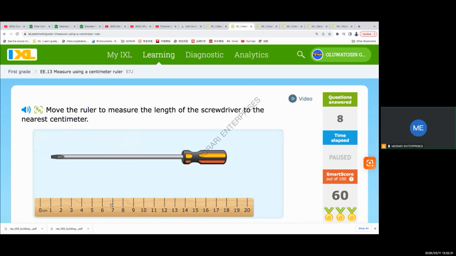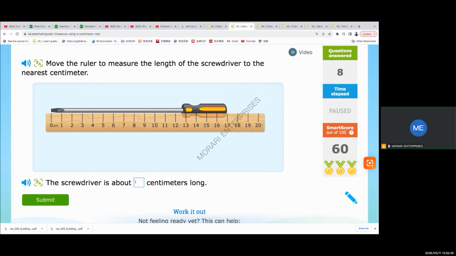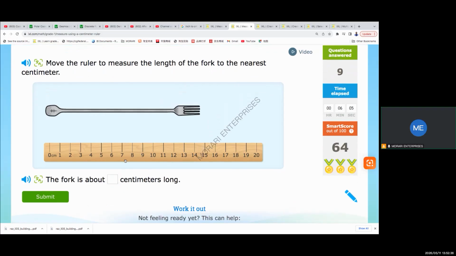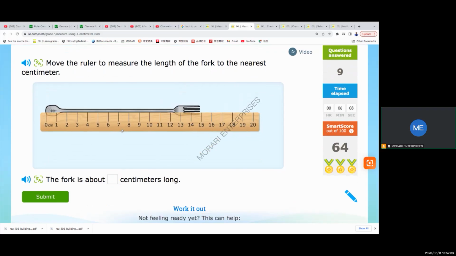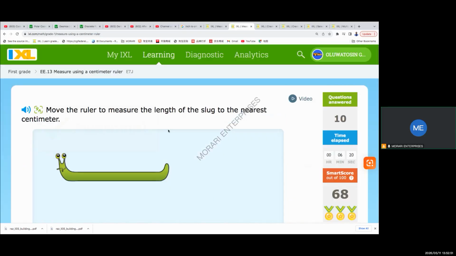Now we're using the centimeter rule. From here to the end, we have 17 centimeters. So the screwdriver is 17 centimeters long. What about the fork? Remember your 0 at one end, and then at the other end, we take the reading: 15 centimeters long. So do you know how to use your centimeter rule? If yes, we are done.